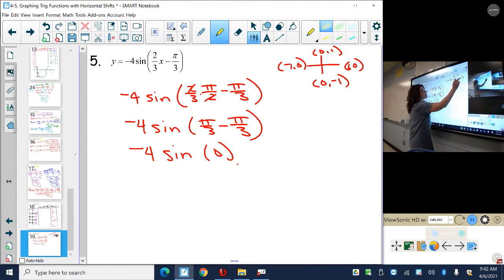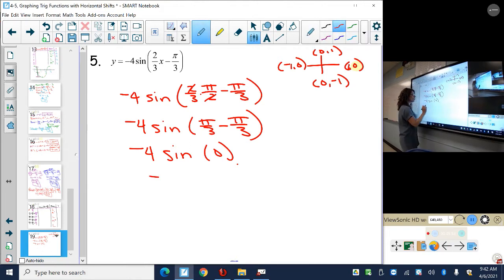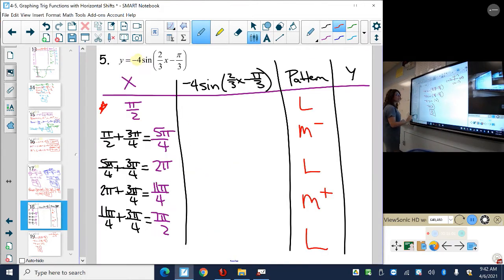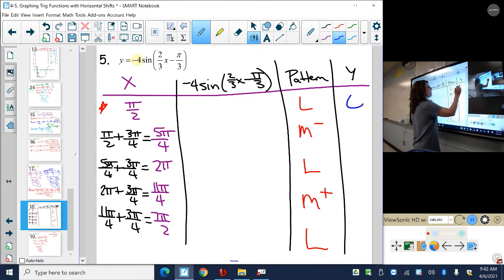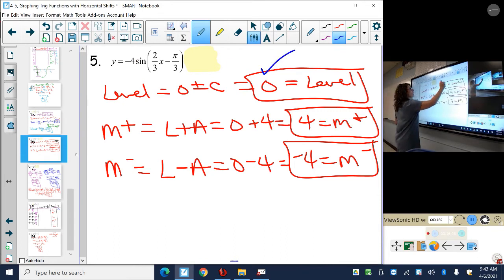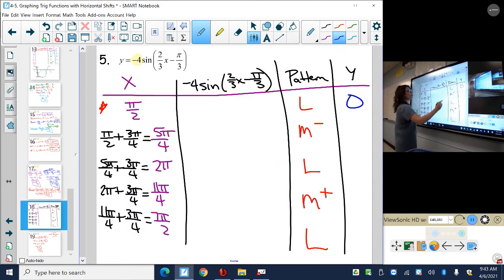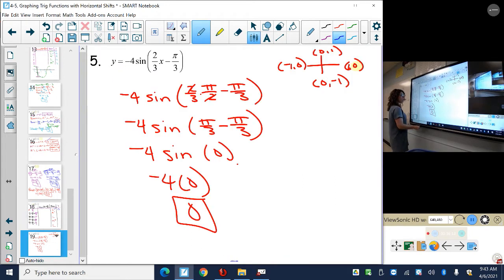And what is the sine at 0? The sine at 0 is 0. So you have negative 4 times 0, which is 0. So coming back over here, this value is 0. And tell me, was that my level? It was my level, so I know that I am correct. Does that make sense? Okay? So the next value I'm plugging in there is going to be 5 pi over 4. So I'm going to erase all of this.